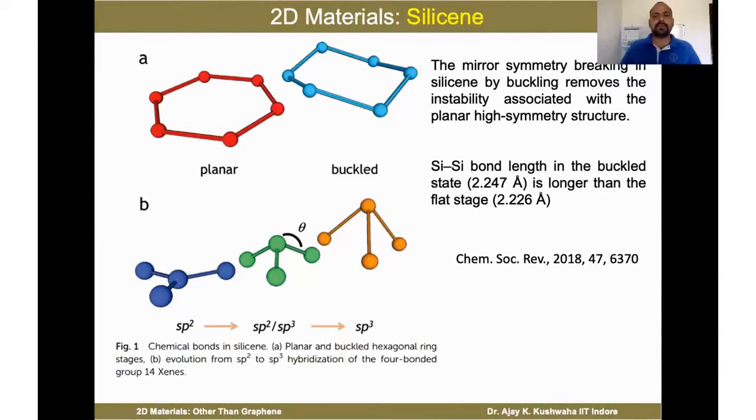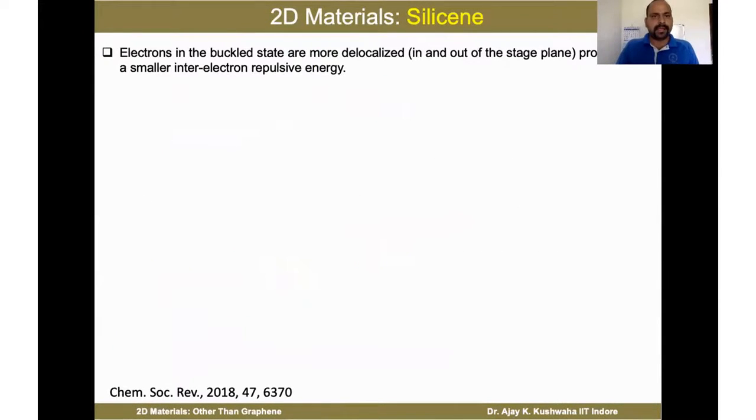And if we talk about the silicon bond length in the buckled state, it is around 2.247 angstrom, which is slightly longer than the flat case, where it is around 2.226 angstrom, basically the distance between silicon atom and silicon atom. So this is the typical structure of silicene. And since we have a buckled structure, the electron is slightly less localized as compared to graphene.